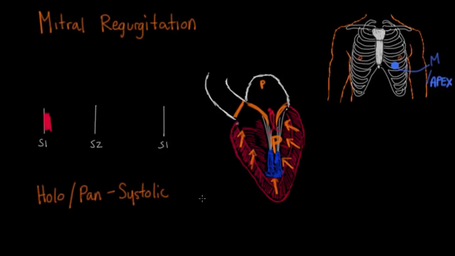Now, as soon as the heart begins to eject blood, this aortic valve opens right up, and blood comes out this way. But because the pressure remains higher in this ventricle than the atrium the whole time, you actually get flow through this regurgitant valve throughout the entire cycle.